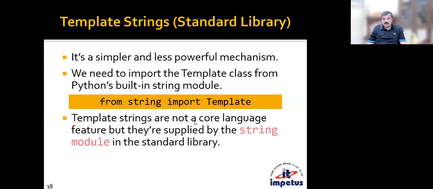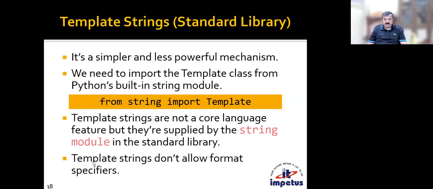Template strings are not a core language feature. That means we cannot go ahead using them directly. They're supplied with the string module in the standard library. So it's a standard feature. That means it's available on all the versions of Python. But you cannot just start using it directly. You will have to import it from the string module and then we'll have to use it.